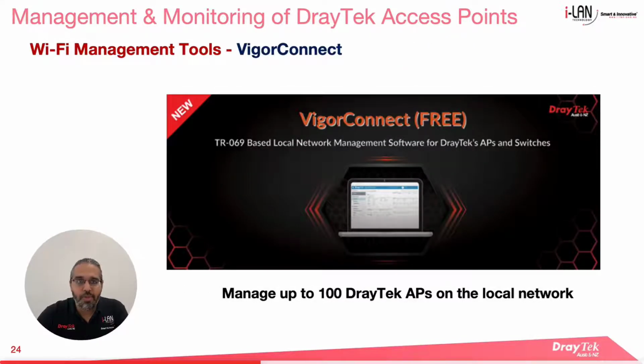The next management tool is Vigor Connect. This is a TR069 based system to manage up to 100 DrayTek access points on your local network. It's suitable for businesses with multiple Vigor APs and Vigor switches located within a building on the same LAN. Best of all, it's free and is suitable for small networks that don't require the advanced functionality of a central management system, such as the Vigor Acs-2.